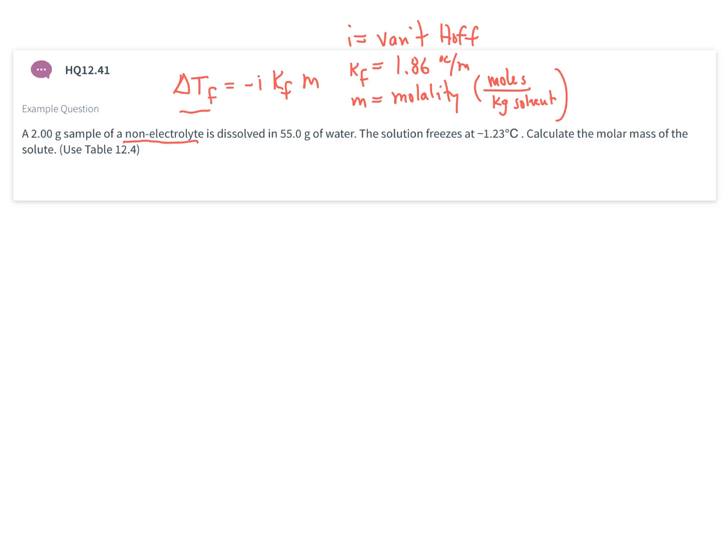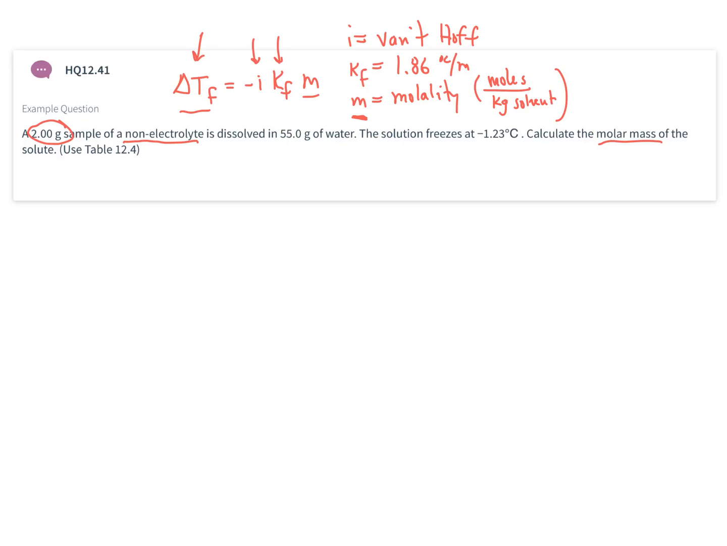So that's a little strange because we're looking for molar mass. Nothing here, right, gives us molar mass. That's not quite true. We can get molar mass from molality. I know my change in temperature. I know my van 't Hoff factor. I know my freezing point constant for water. That'll allow me to find molality, and once I find molality, I can find moles, and because I know moles and the mass of the sample, I can find the molar mass of that sample.